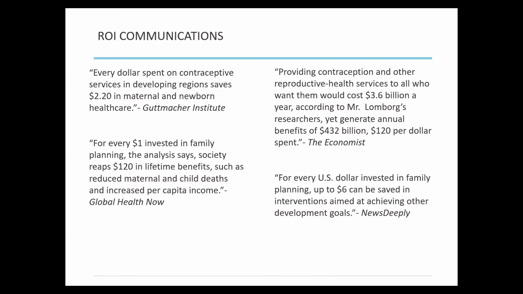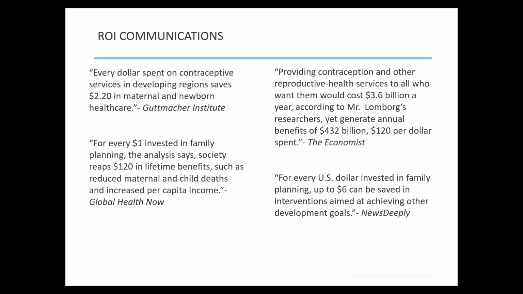And you can see here in the upper left that you may see estimates such as every dollar spent on contraceptive services in developing regions saves $2.20 in maternal and newborn health care. You may see very different numbers as the one on the lower left, which says for every dollar invested in family planning, the analysis says society reaps $120 in lifetime benefits, such as reduced maternal and child deaths and increased per capita income. So this is a very different estimate from that $2.20, and we want to explore why are they so different.